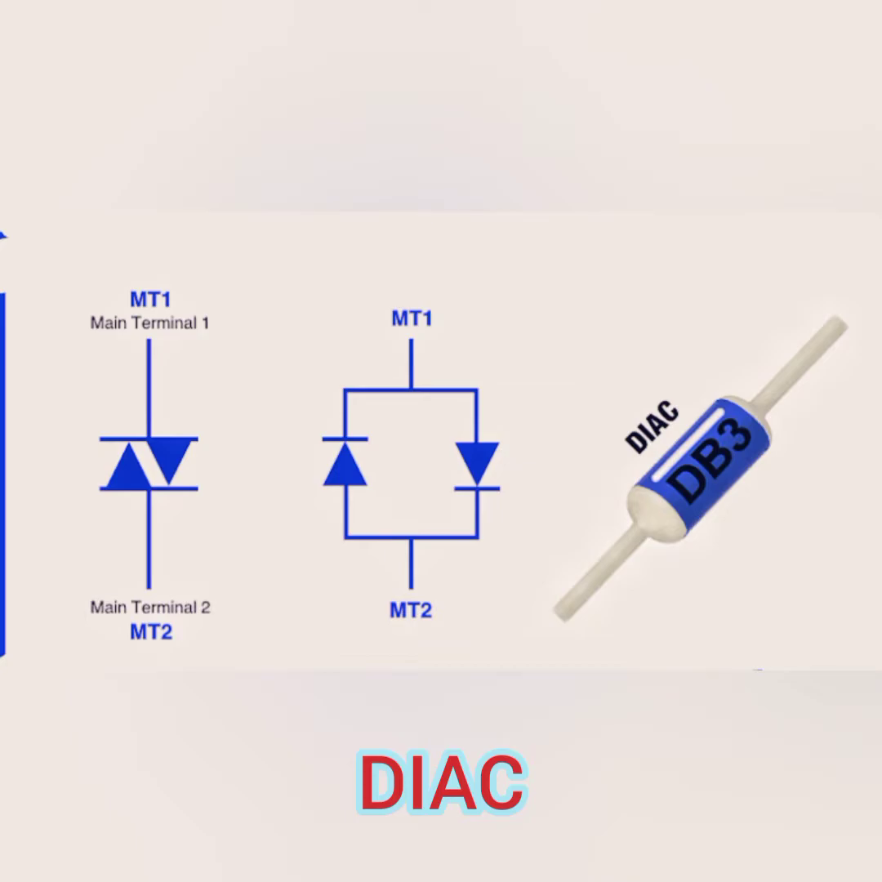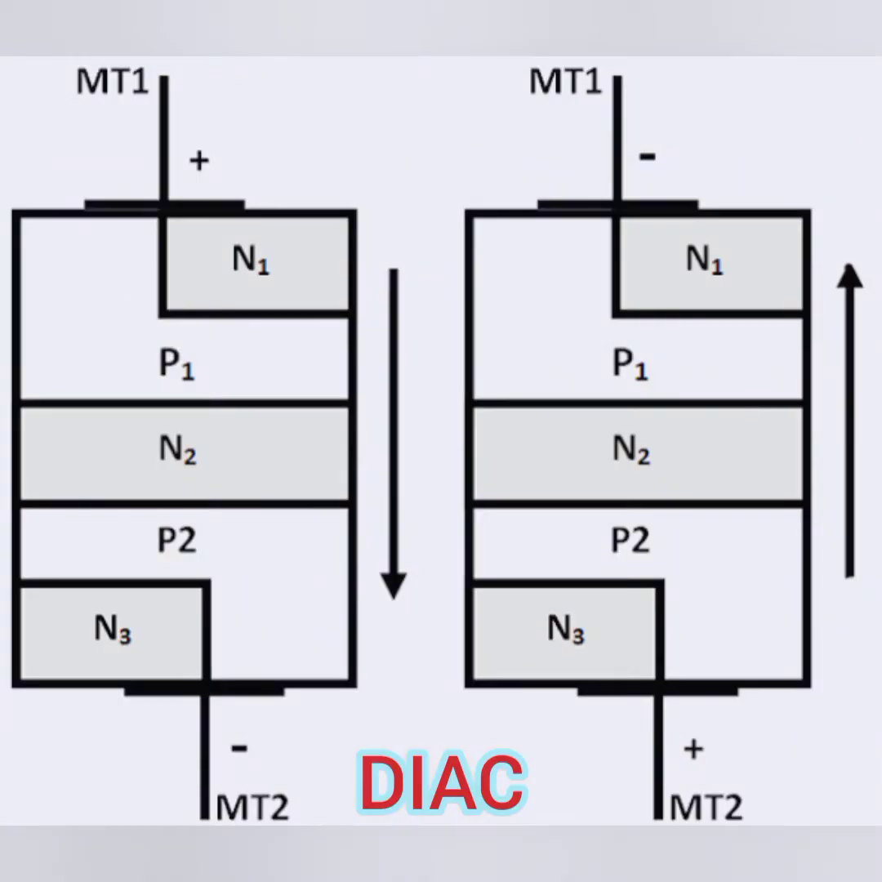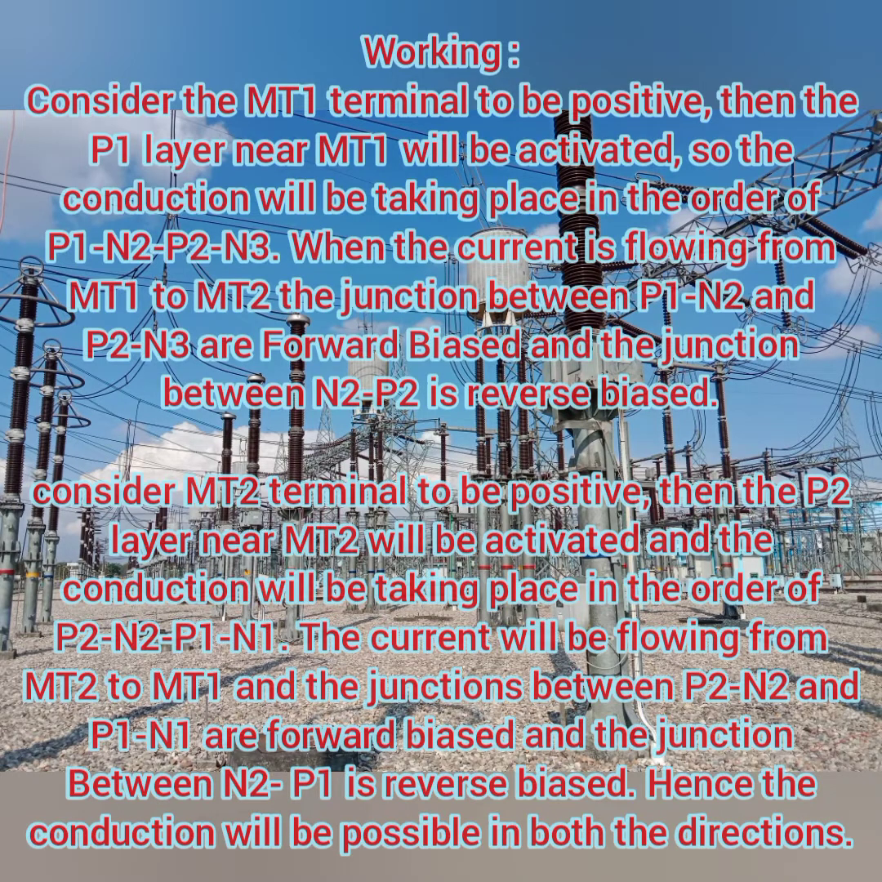Then this is the symbol diagram of the DIAC. As I said, it consists of two terminals, one is the MT1 terminal and another one is the MT2 terminal, and here MT1 and MT2 are given by their polarities interchanging. Then coming to the working, consider the MT1 terminal to be positive, then the P layer near MT1 will be activated. So the conduction will take place in the order of P1, N2, P2, N3.